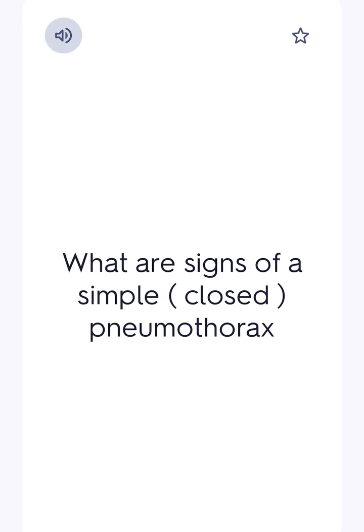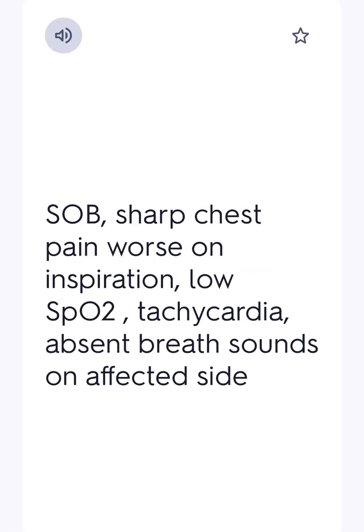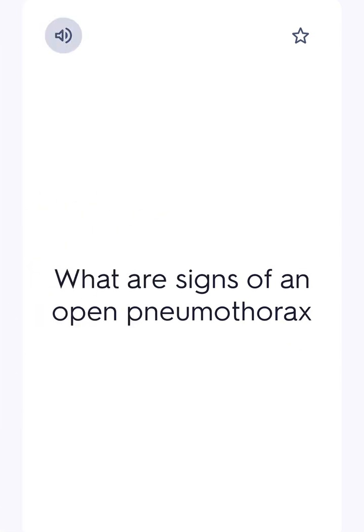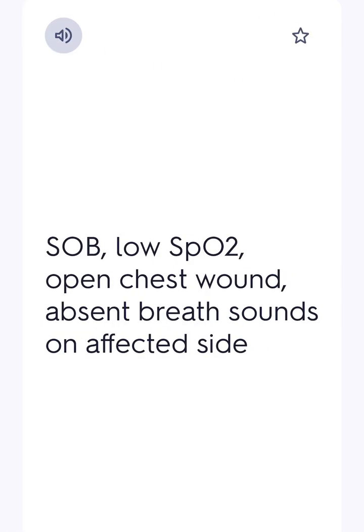What are signs of a simple pneumothorax? SOB, sharp chest pain worse on inspiration, low SpO2, tachycardia, absent breath sounds on affected side. What are signs of an open pneumothorax? SOB, low SpO2, open chest wound, absent breath sounds on affected side.